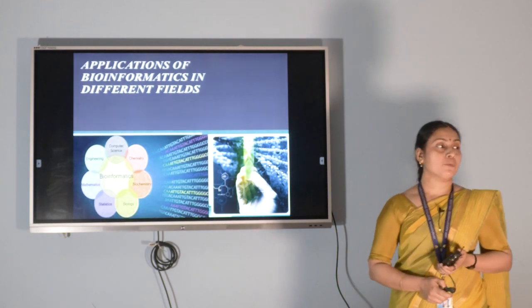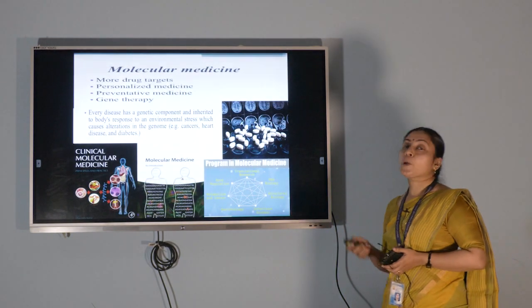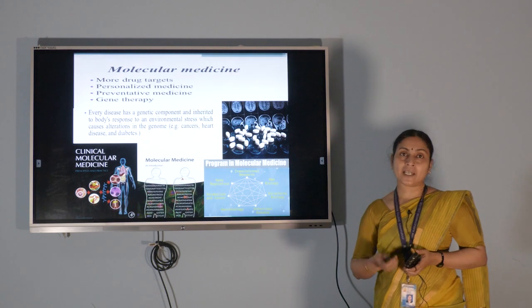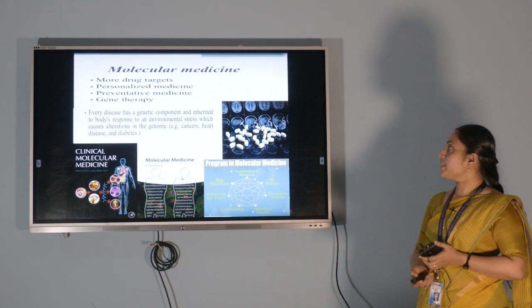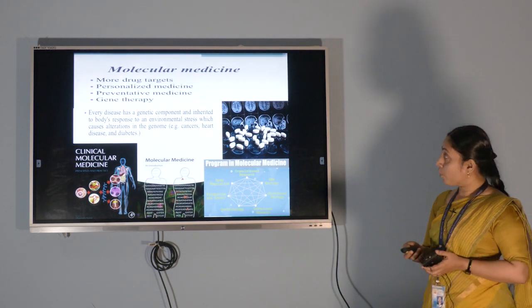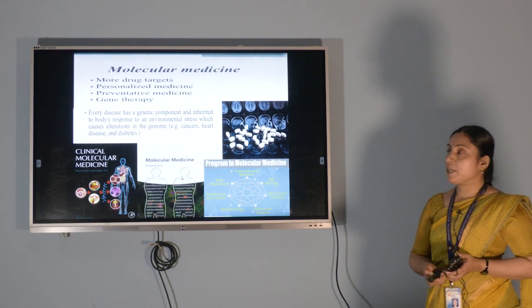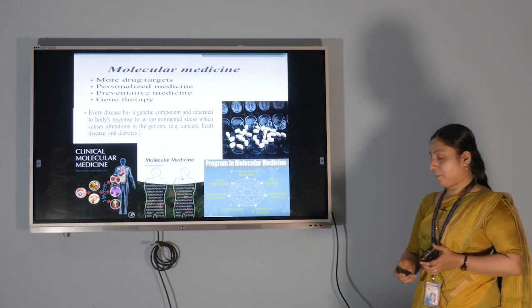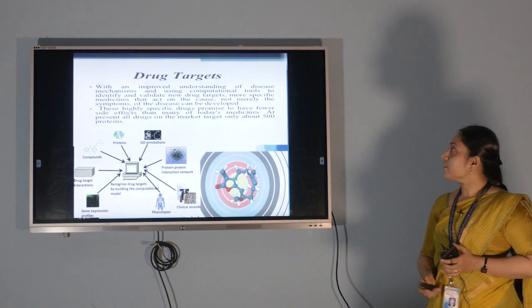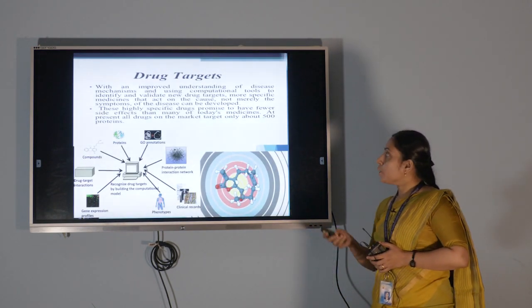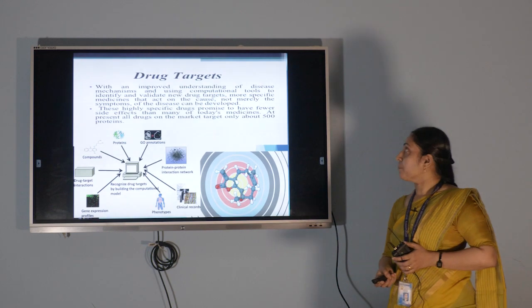Then, major applications of bioinformatics in different fields. What are the major areas utilizing bioinformatics work? We can move to that. The first one is molecular medicine. It is most widely used in the field of molecular medicine, in different ways: more direct targets, personalized medicines, preventative medicines and gene therapy.